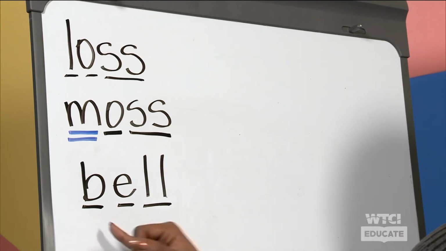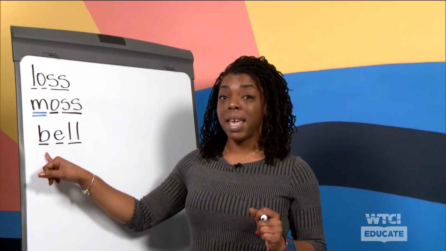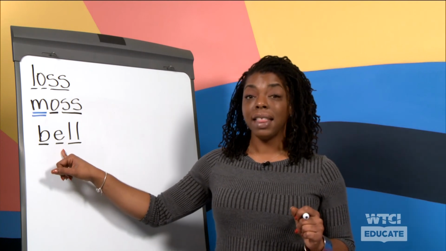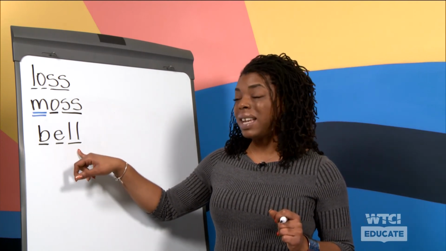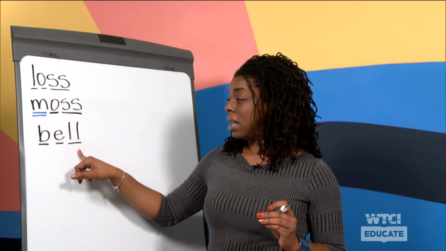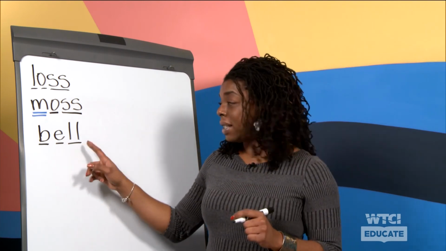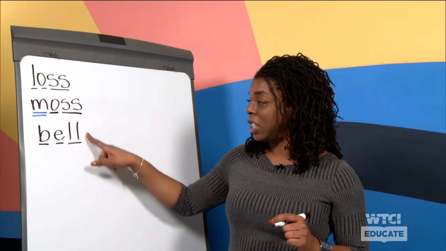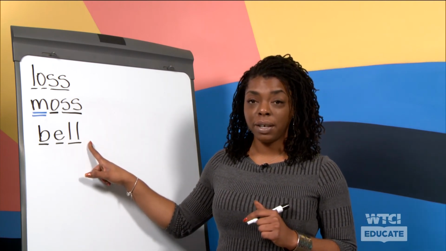My beginning sound is B, the letter B, right? My middle sound, the letter E. And my ending sound, L. One sound represented by two letters, the letter L. So again, we have a double letter at the end of our word.